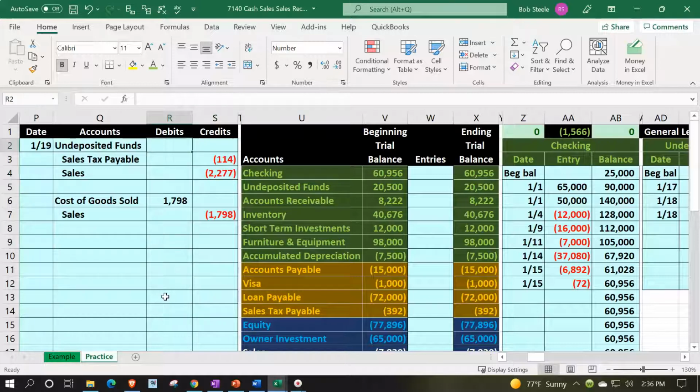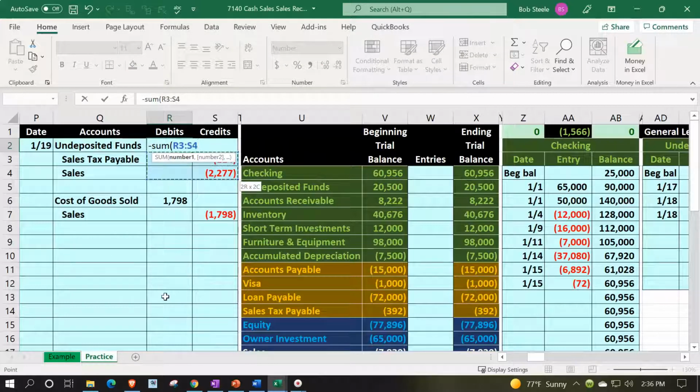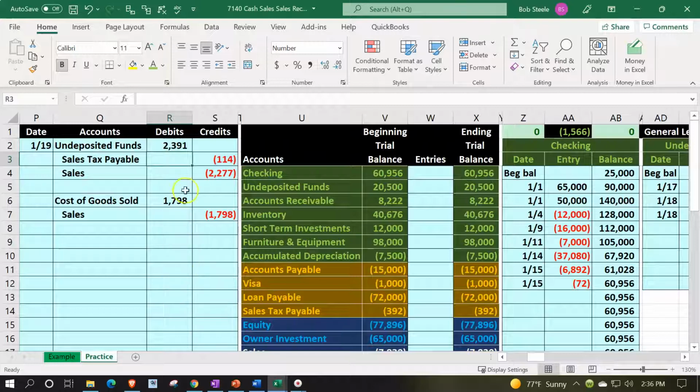And so we're going to use the plug formula, is what I call it. Negative SUM, the negative sum of those items. There's our debit of the 2391. There could be rounding involved here. So there it is. So there we have it. So let's go ahead and post it. I think we got all the accounts we need. We don't have to add any accounts or anything.